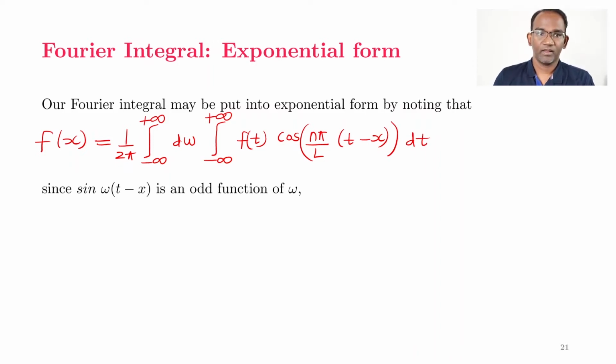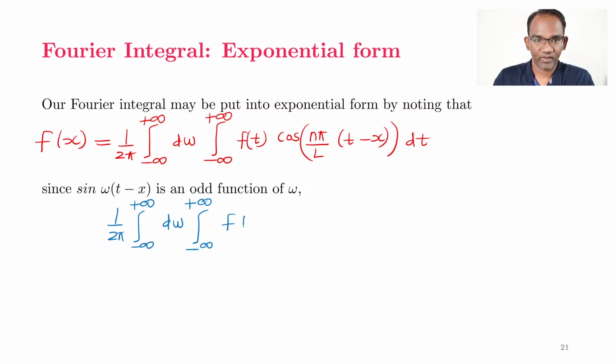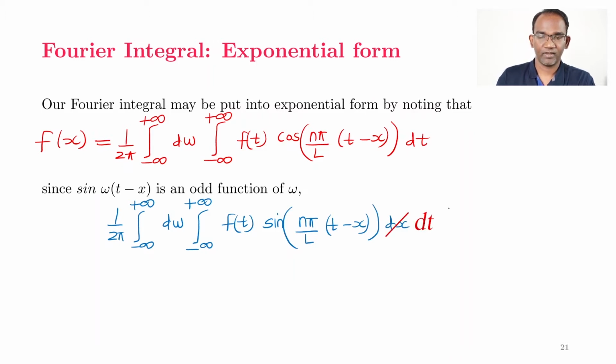Now, sine omega (t minus x) is an odd function of omega. Therefore, when we calculate 1 by 2 pi integral minus infinity to plus infinity d omega, then integral minus infinity to plus infinity f(t) sine of (n pi over l)(t minus x) dx, this will be equal to 0. Let us call this equation number 1 and this equation number 2.